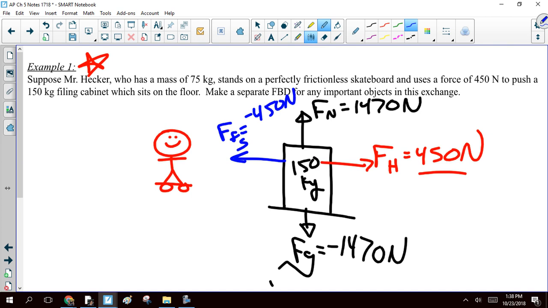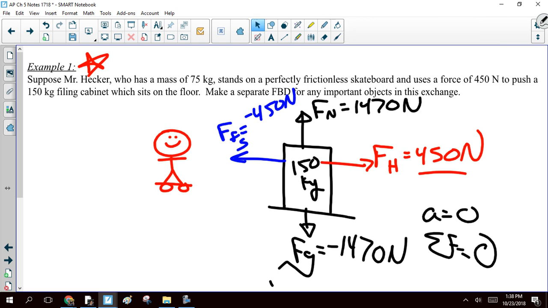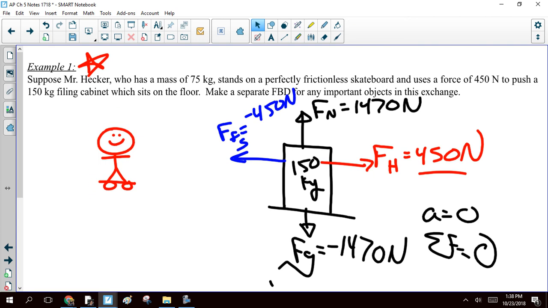And there we go, it doesn't move, right? So then over here, we're going to have acceleration 0 and net force is 0. Again, assuming that the cabinet doesn't move, okay? So there we go. All right, now, meanwhile, if you look at me, here's me, right?